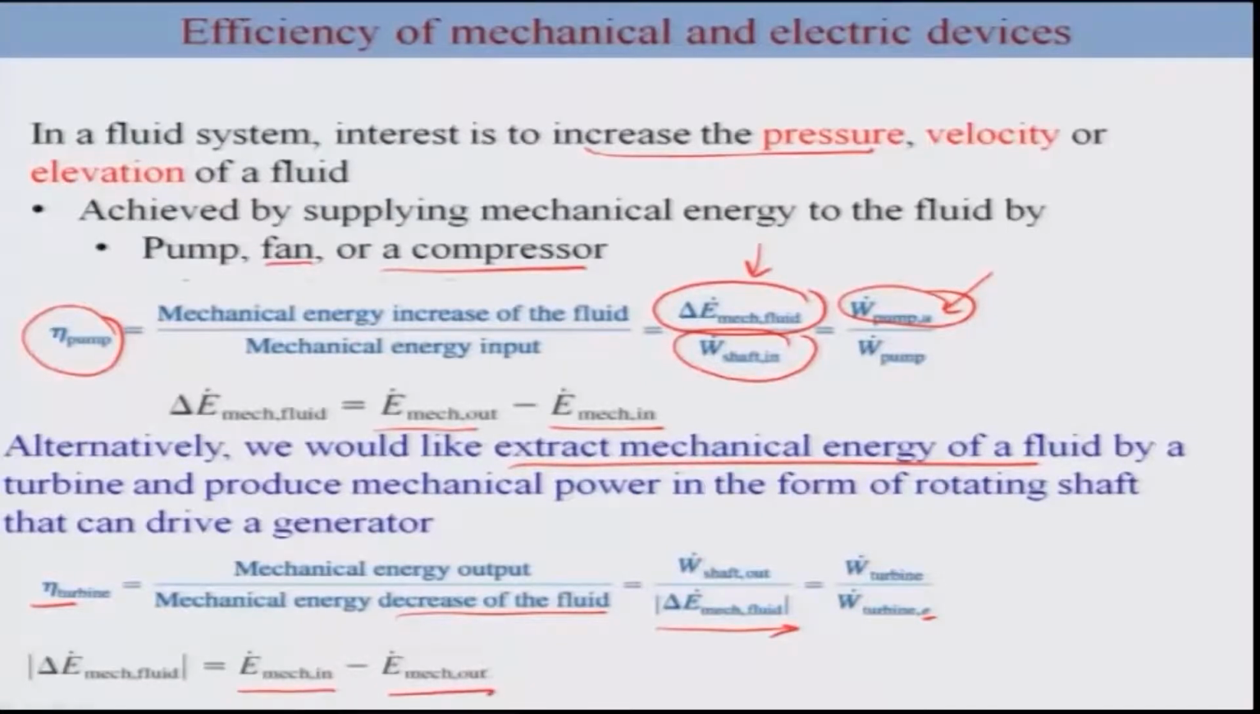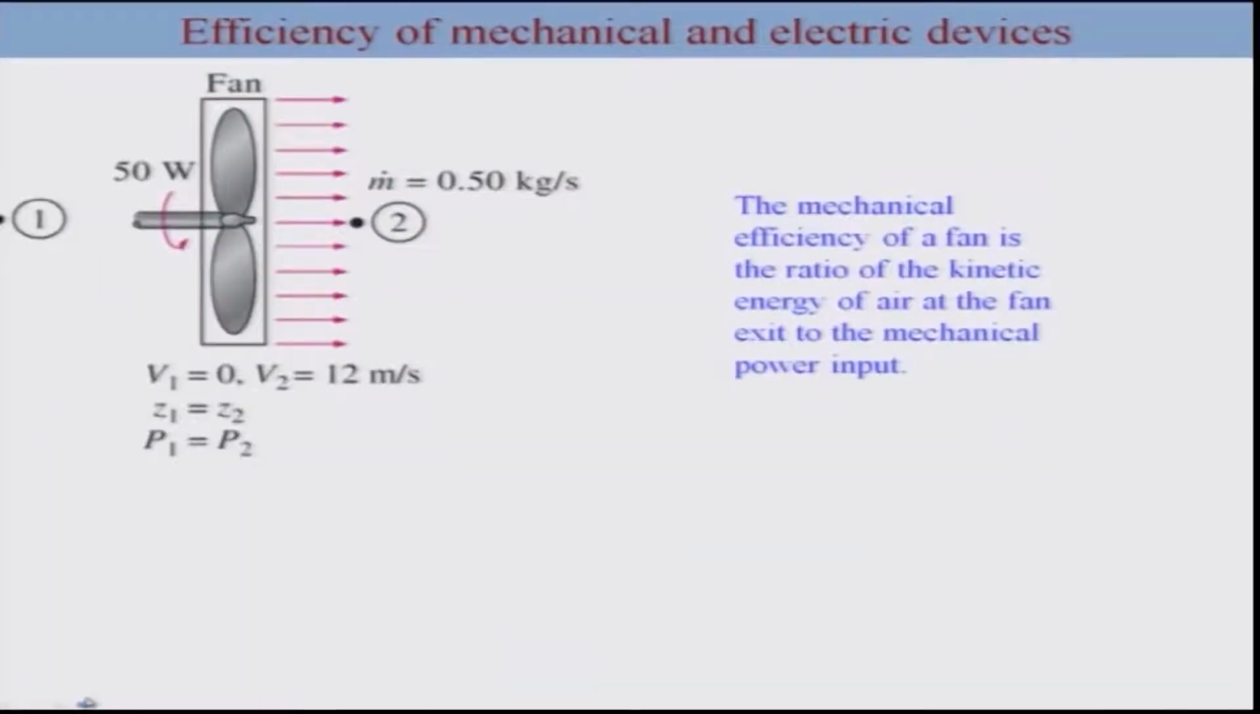So remember, this is a little different from the pump. For the pump we used E mech out minus E mech in because E mech out was greater than E mech in. In this case, E mech in is more than E mech out. So we are using the absolute value of this decrease in the mechanical energy of the fluid. So let's take an example.